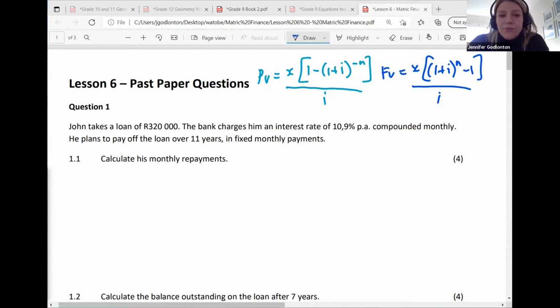The first question says, John takes a loan of 320,000 Rand. The bank charges him an interest rate of 10.9% per annum compounded monthly. He plans to pay off the loan over 11 years in fixed monthly payments. Calculate his monthly repayments. That would be out of 4 marks. Your first line will be worth 3 of the marks, and your final answer will be worth 1. I'm going to give those of you who joined just now a chance to give this a go. There are no tricks in this question. It's all straightforward. As long as you choose the right formula, you should be fine.